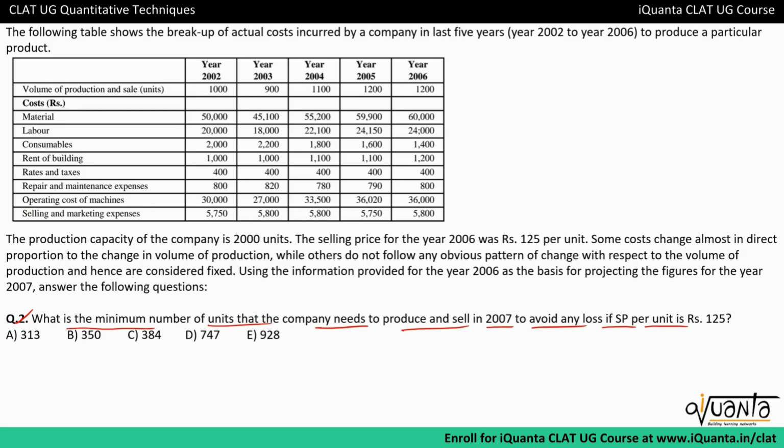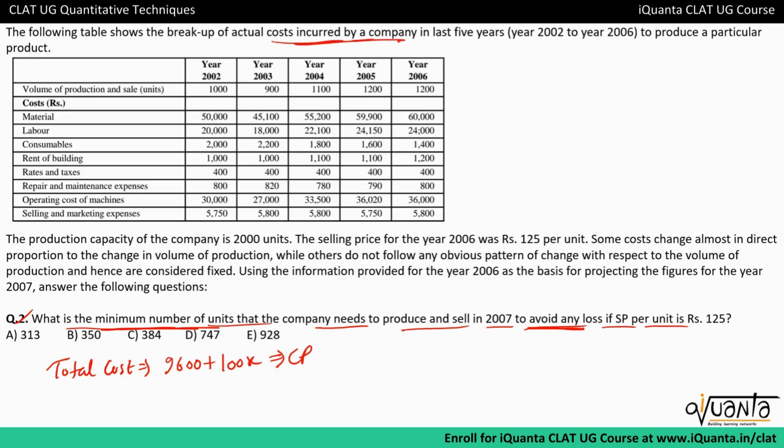Okay, we need to avoid any loss. That means there should be no loss, and we are looking for the minimum number of units. We already know that the total cost in a year, we just did it in question number 1, it was coming out as 9600 plus 100x. Okay, this was coming out as the total CP because we were getting this as the cost incurred by the company.